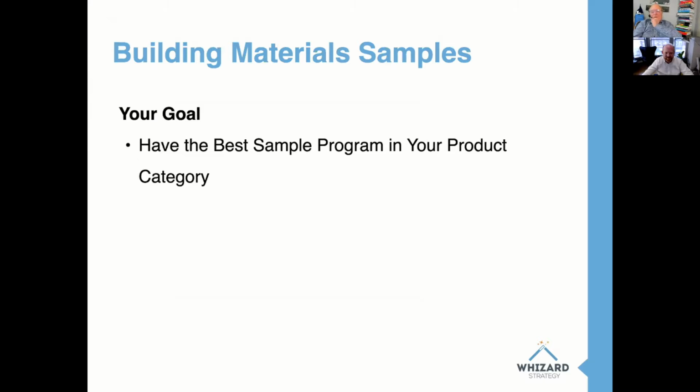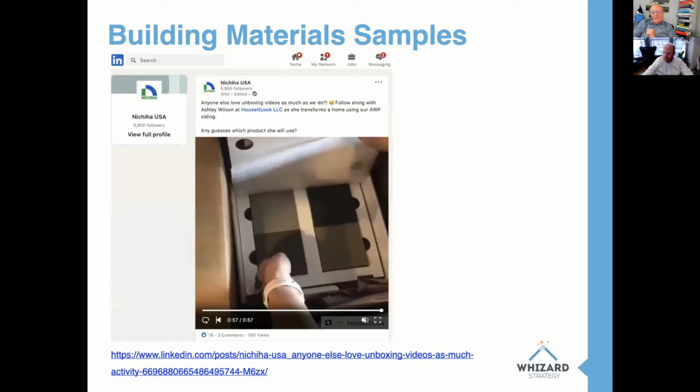Now, your goal is to have the best sample program in your product category. It's not the best sample program of all time across all building materials, but if you're doing siding, windows, flooring, whatever the category is, you just need to be the best within your category. And here's a great example, Nichiha.